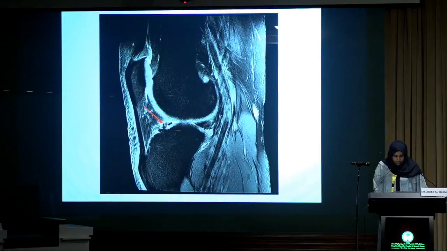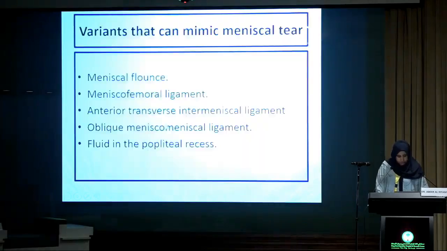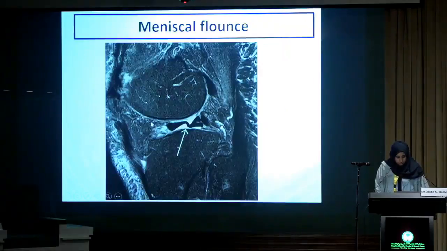Again, we have the speckled or striated appearance of the interior horn of the lateral meniscus. It's of normal appearance due to the insertion of the ACL fibers into it, and it should not mimic, of course, a tear. We'll go through the variants that can mimic a tear. First of all, we'll start with the meniscal flounce.